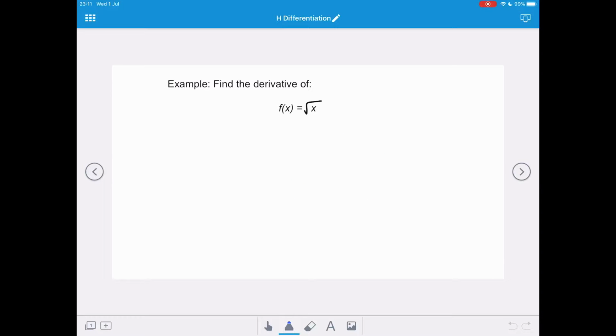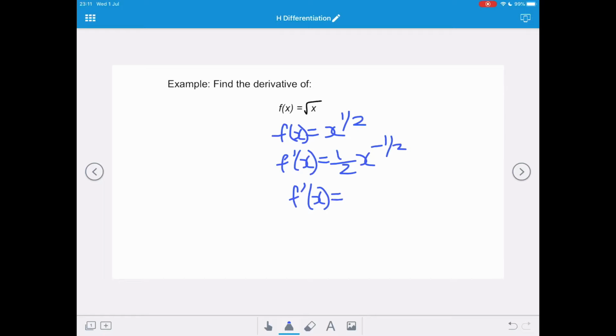In this one, we have f of x equals the square root of x, and we need to write it as x to the power of n, and the square root of x can be written as x to the power of 1/2. And then f dash x is going to equal 1/2 multiplied by x to the power of negative 1/2. We can then make that into a positive index by moving it to the denominator, so it will equal 1 over 2 x to the power of 1/2, and then we can change that x to the power of 1/2 back into the square root of x, so it will equal 1 over 2 root x.